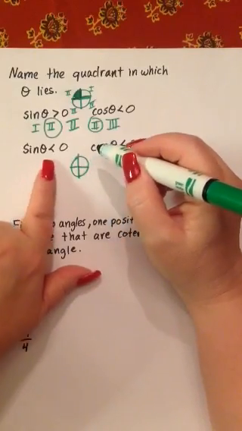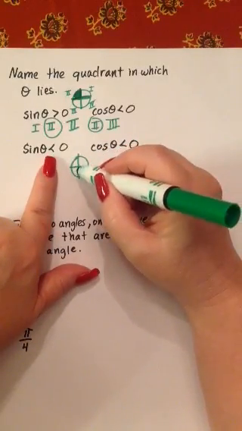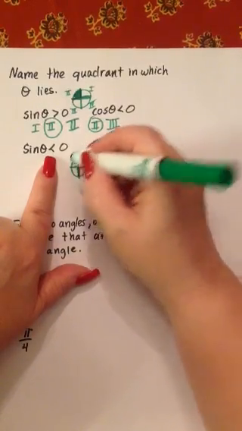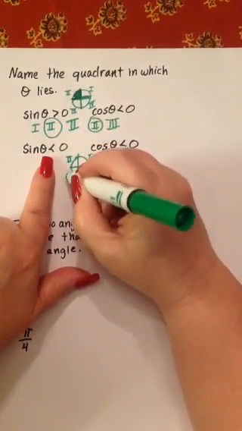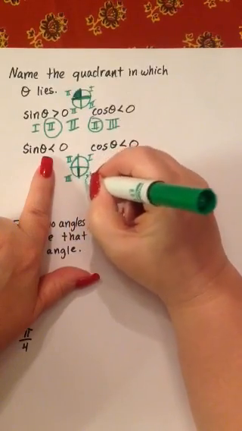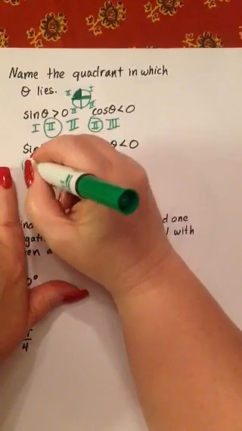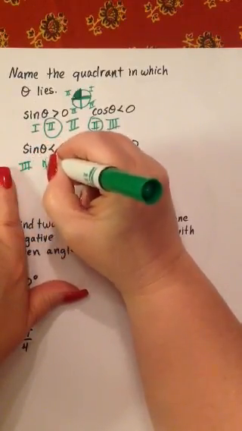It says, where is sine less than 0? Sine is less than 0 where y's are negative, and I remember our quadrants go 1, 2, 3, and 4. So sine is less than 0 where y's are negative, so that's quadrant 3 and quadrant 4.